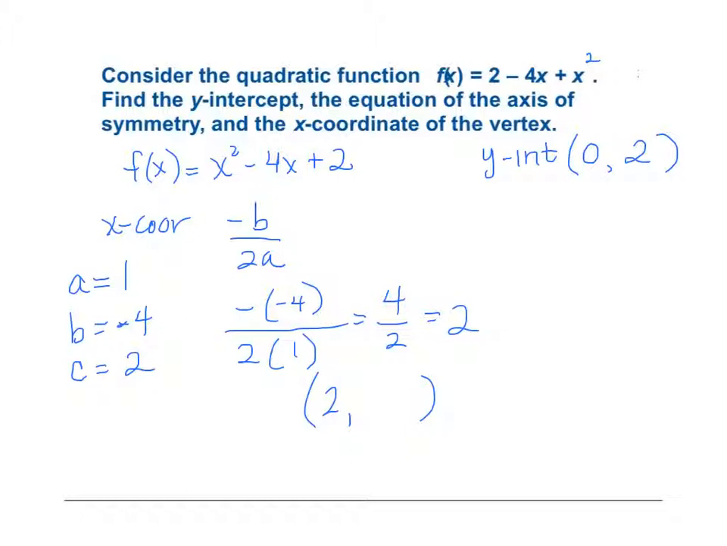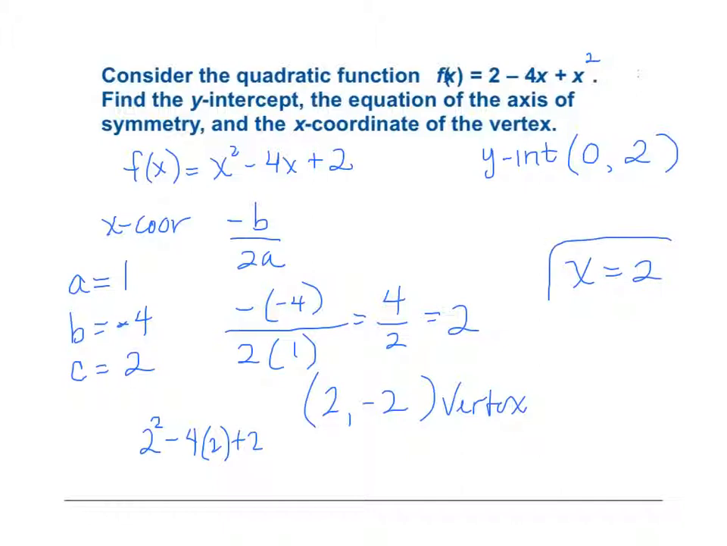And I could quite easily find the y-coordinate because all I'd have to do is put it back in. And that is 4 minus 8 plus 2, so this would be negative 2. That's my vertex. And then the equation of the axis of symmetry is always going to pass through the x-coordinate, so it's going to be x equals 2. So those are the 3 things I needed to find, just from the equation.